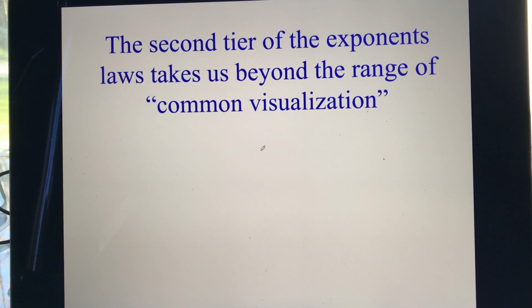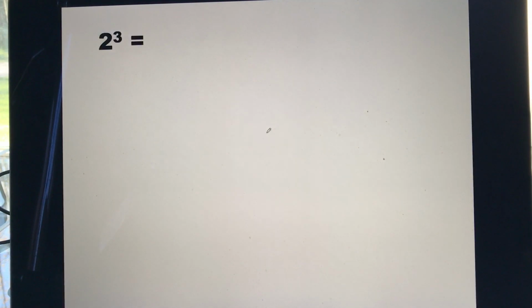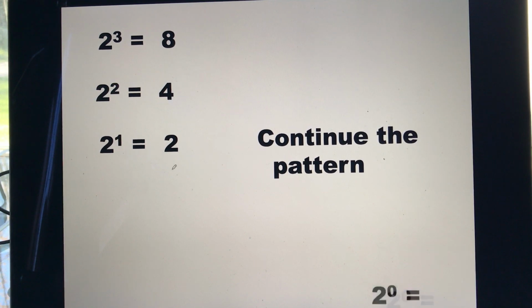Now, there's the second tier of exponent laws that go beyond what we can typically see, but we still believe that they're true. We've gone over this before, but just quickly: 2 to the 3, I know it's 8; 2 to the 2, I know it's 4; 2 to the 1, I know it's 2. Now we continue this pattern.